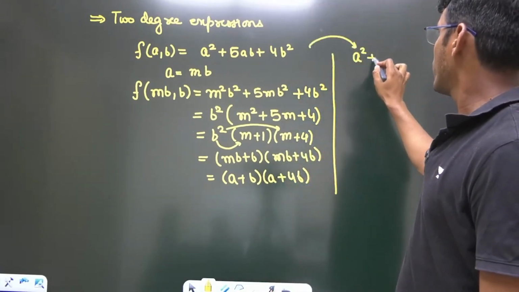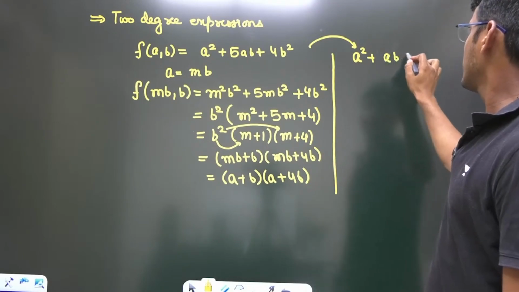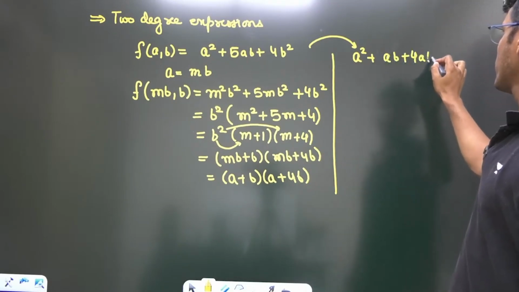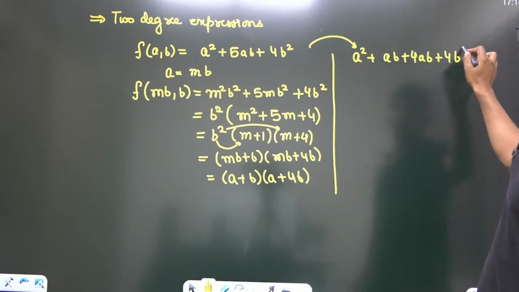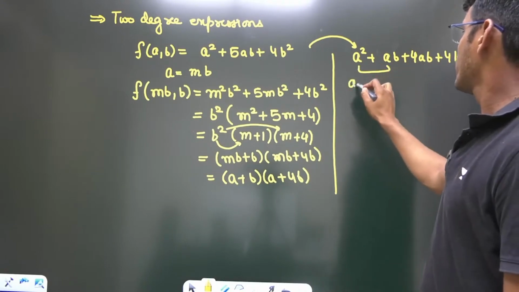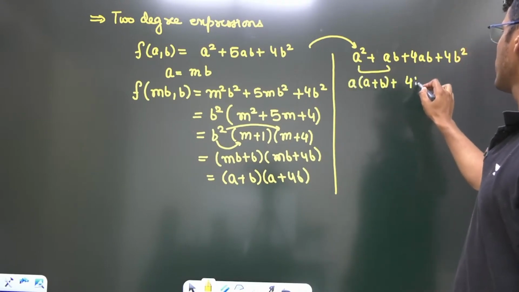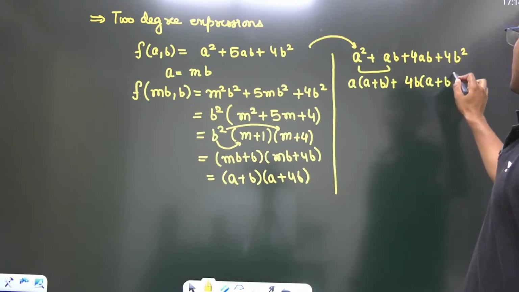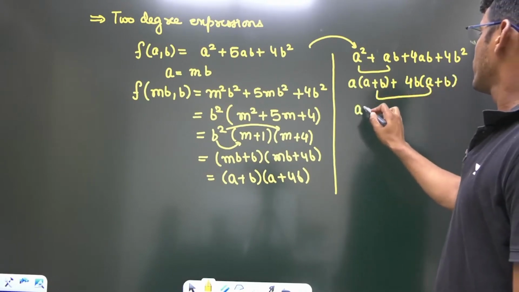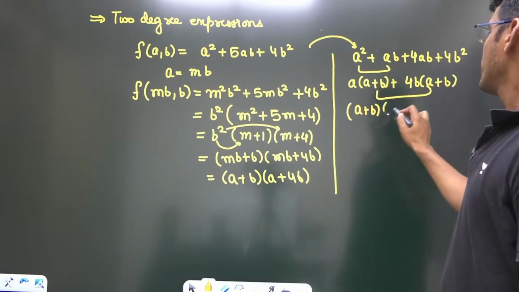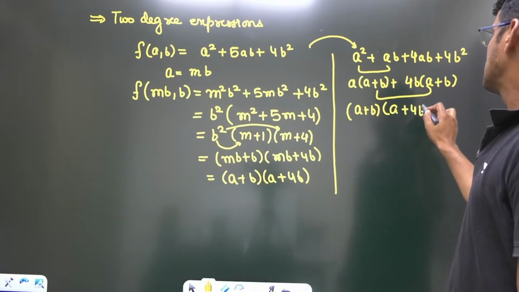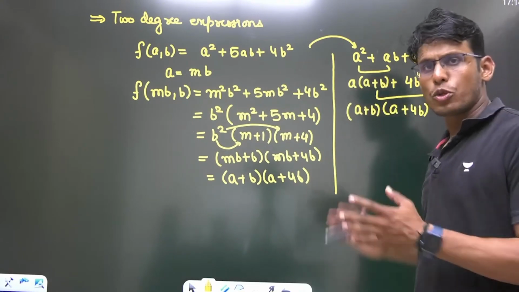If you are thorough with your practice, you just split it like this. Take A common here, A plus B plus 4B, A plus B. Take this A plus B common and you are left with A plus 4B. Got it? Am I making sense, guys? So these are the two methods.